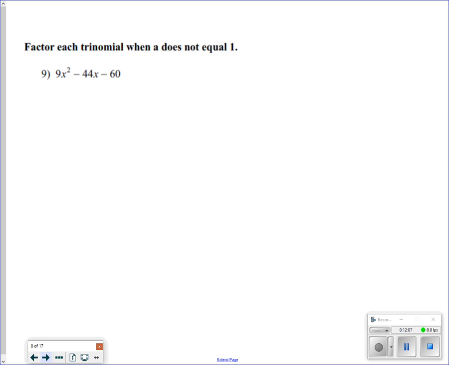Next one, guess and check. So I need a way to get 9. So my choices are really 9 times 1 and 3 times 3. So this is one of those situations where you kind of wonder, which way do I go on this one? So I'm going to go with 3 and see if that works. And so I may get this one wrong because, again, this is a little bit more challenging question.